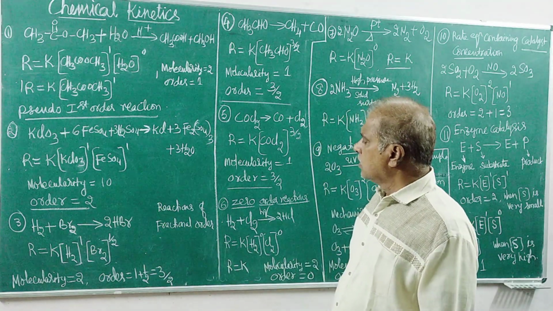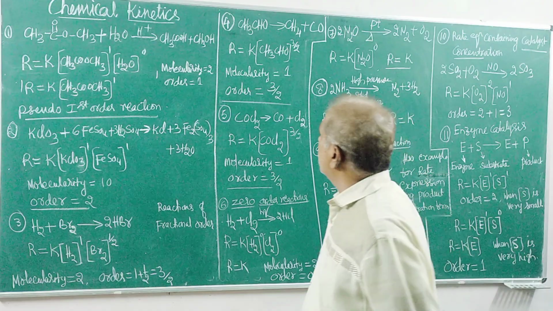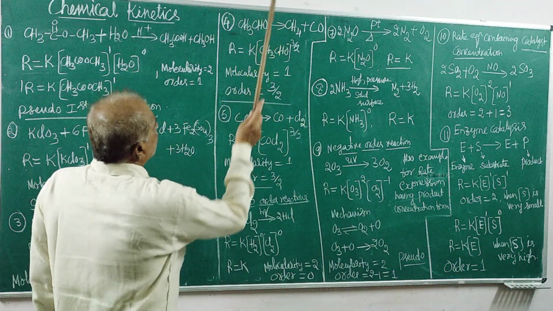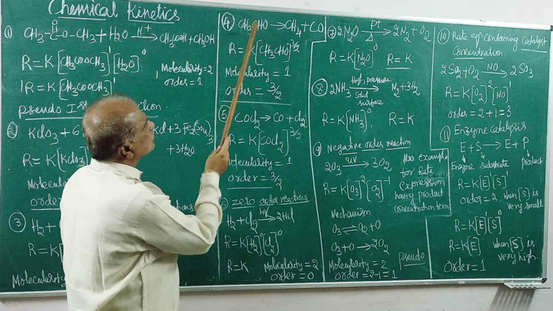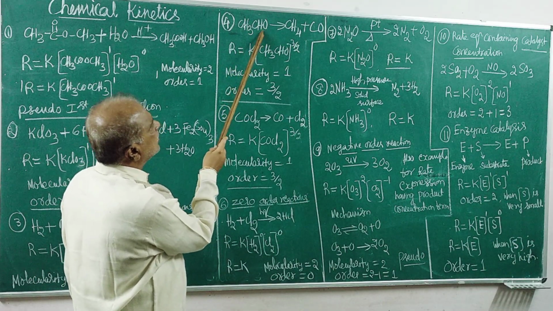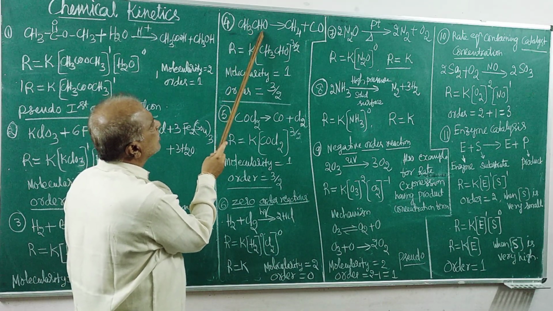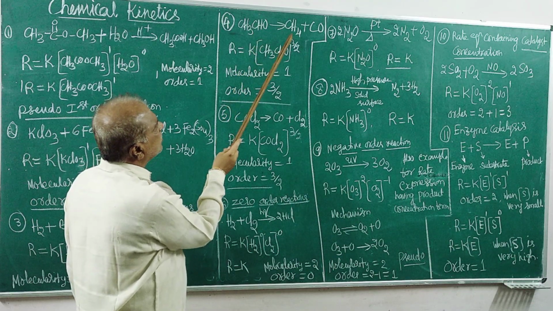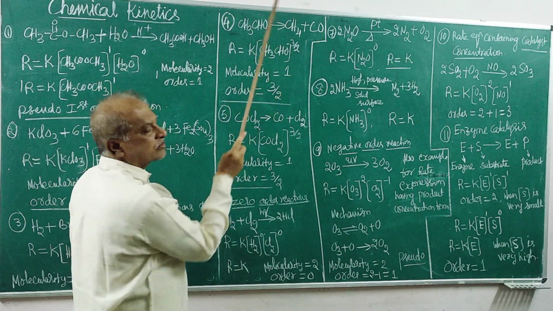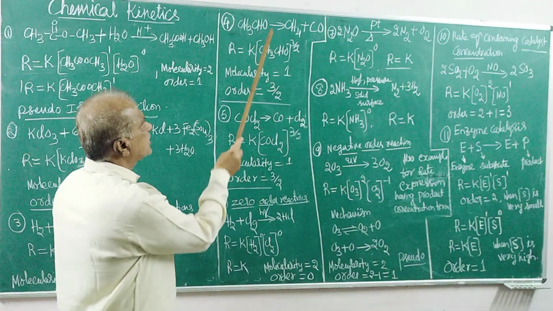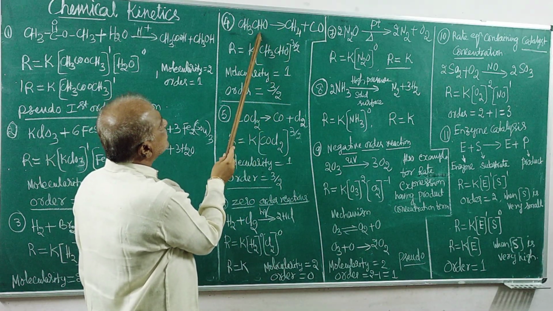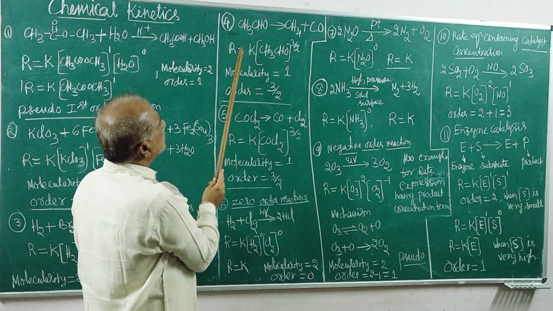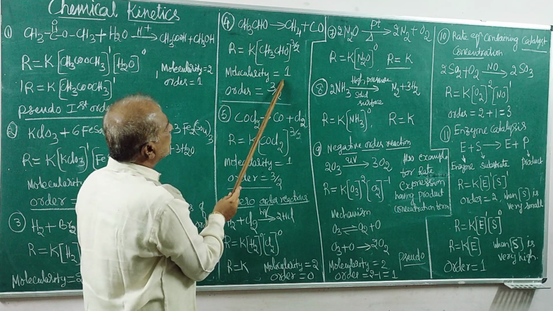So like that we have one more expression, that is the decomposition of acetaldehyde. It is known as acetaldehyde. When it is decomposed, we get methane and carbon monoxide. And this rate expression, what is that? Its molecularity is 1.